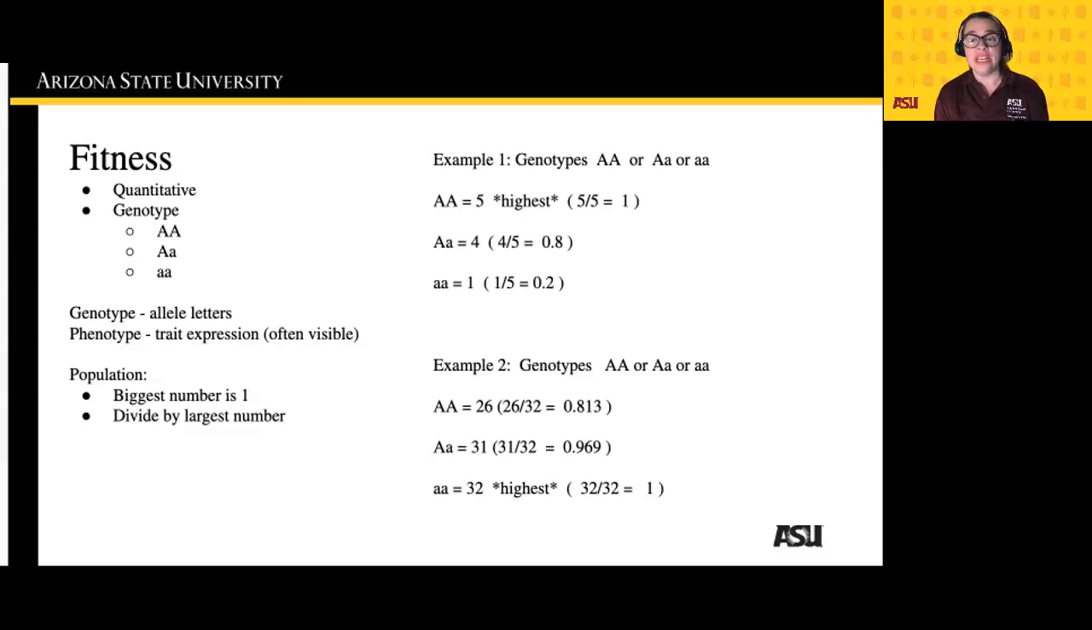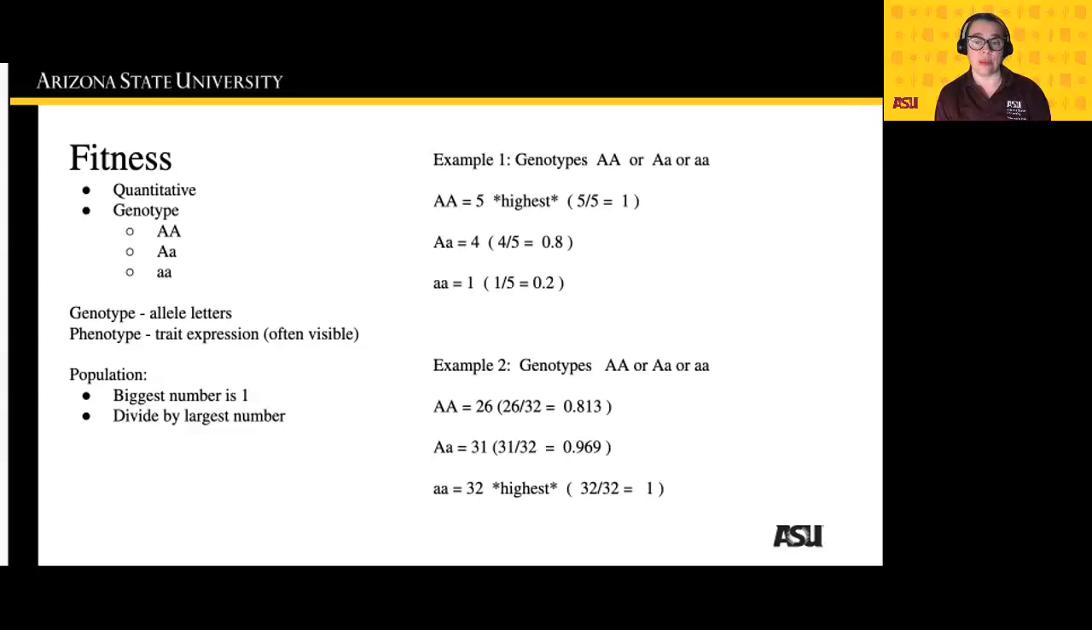In this case, the fitness for big A, big A is 5 out of 5, or 1. The fitness for big A, little a is 4 individuals out of the possible 5, so 4 out of 5, or 0.8. And the fitness for little a, little a is 1 out of 5, or 0.2. This means the big A, big A individuals have the greatest reproductive success. Big A, little a follows with the second greatest success, and little a, little a exhibits the least success.